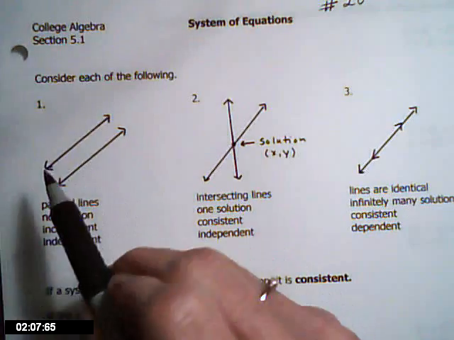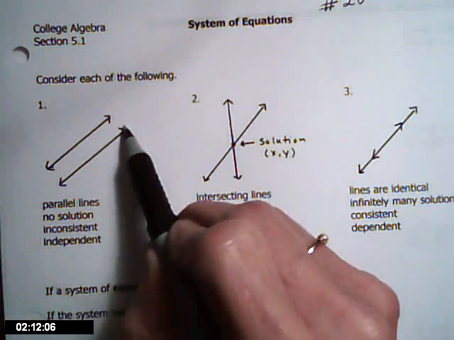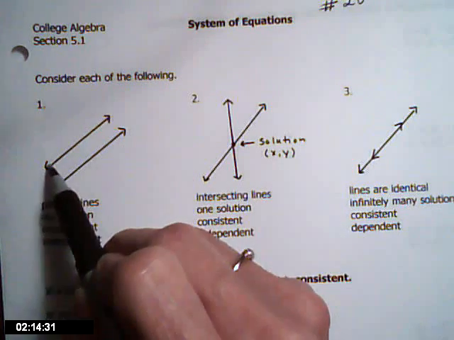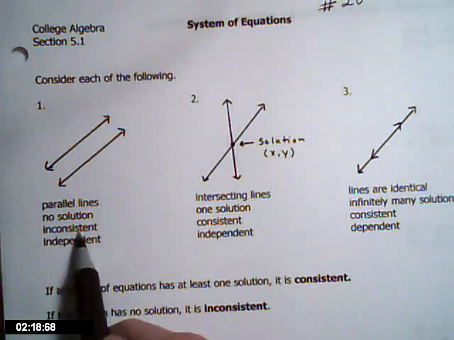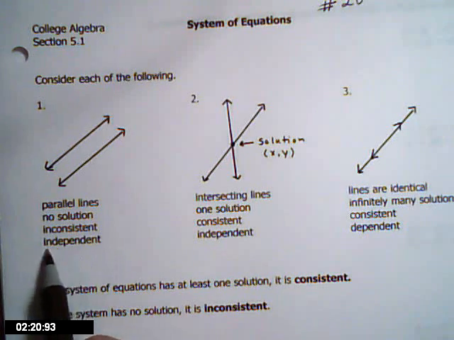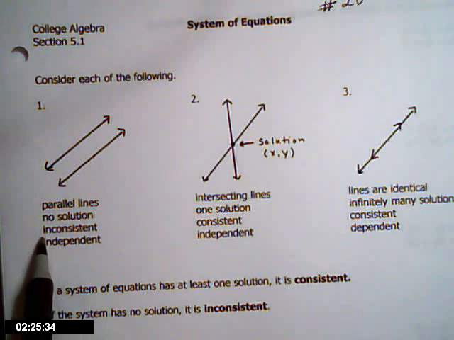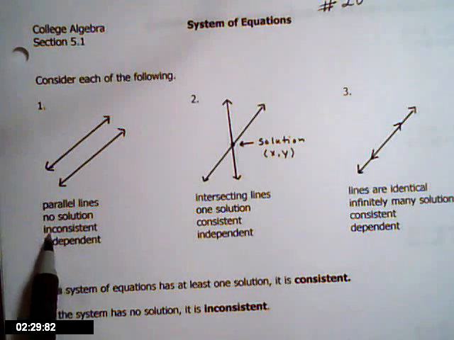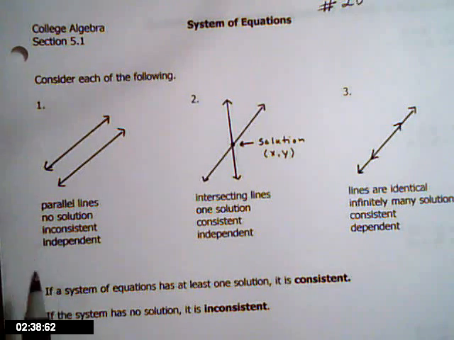Now, in the situation of parallel lines, they have no solution because they do not intersect. Because they do not intersect, you're going to say that they are inconsistent and they are independent. Now, think about this. In English, the prefix "in" means no, so there's no solution. They're not consistent. They're not dependent. Inconsistent, independent. No solution, no intersection.